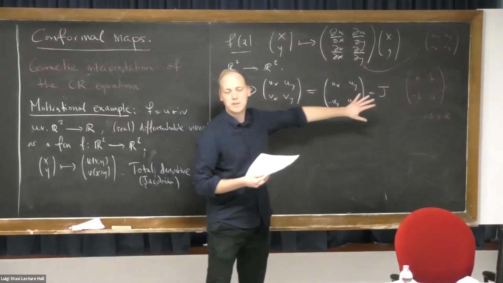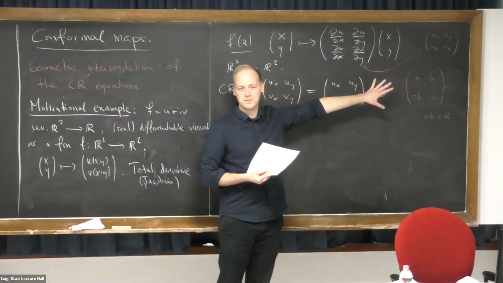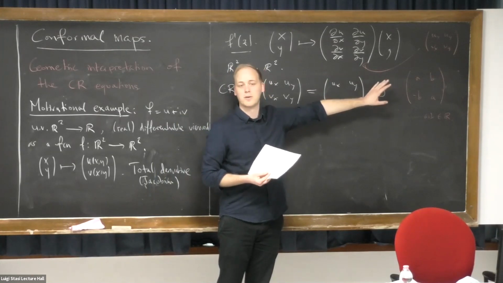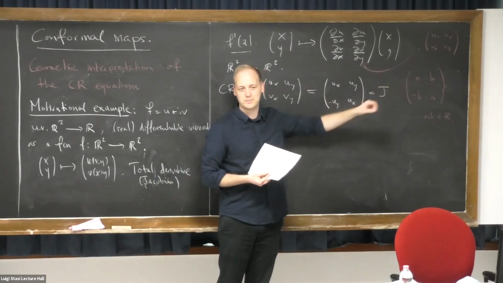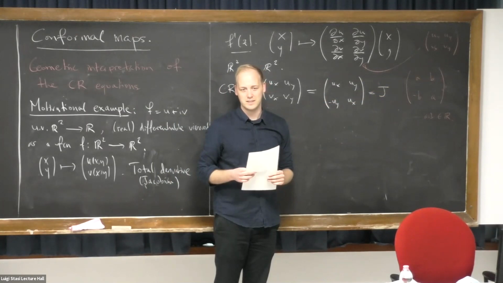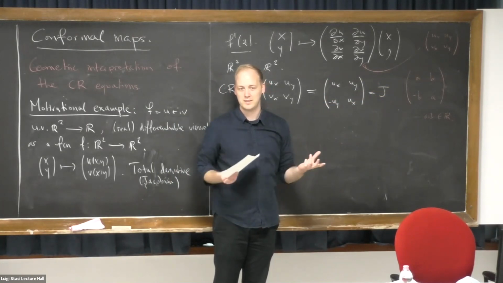But let me ask you, what does it do? What is the action of such a matrix on vectors in R2? Rotation. Exactly. Rotation and just rotates?